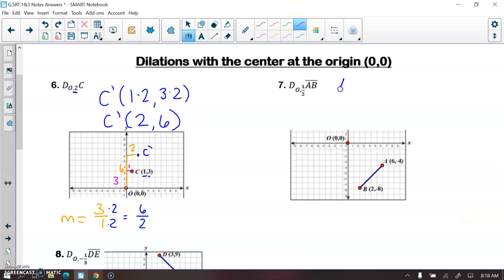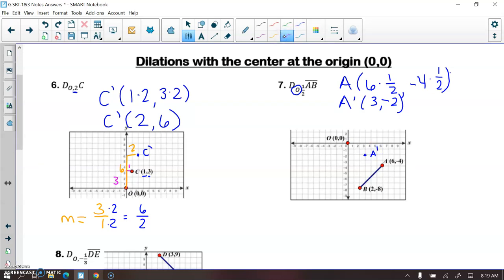So for A, I'm going to take my x value of 6 and multiply it by my scale factor of 1/2. Again, the only reason I can do that is because my center of dilation is the origin. And then I'm going to take my -4 and multiply that by 1/2. So I wind up with A prime being (3, -2). So I can graph that. This is A prime.